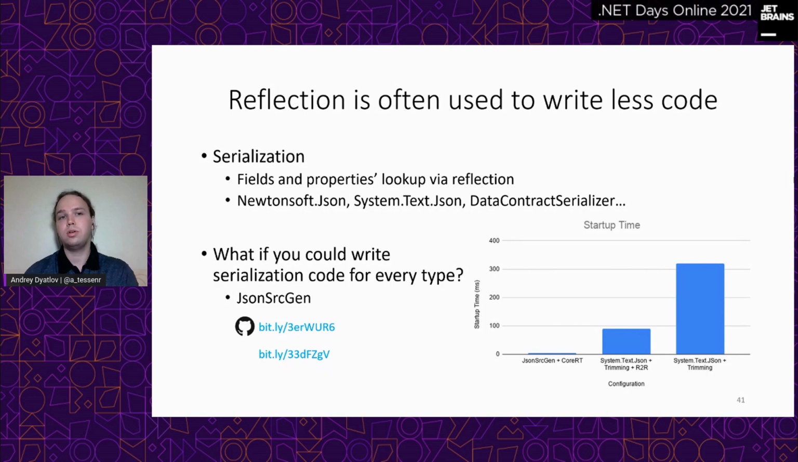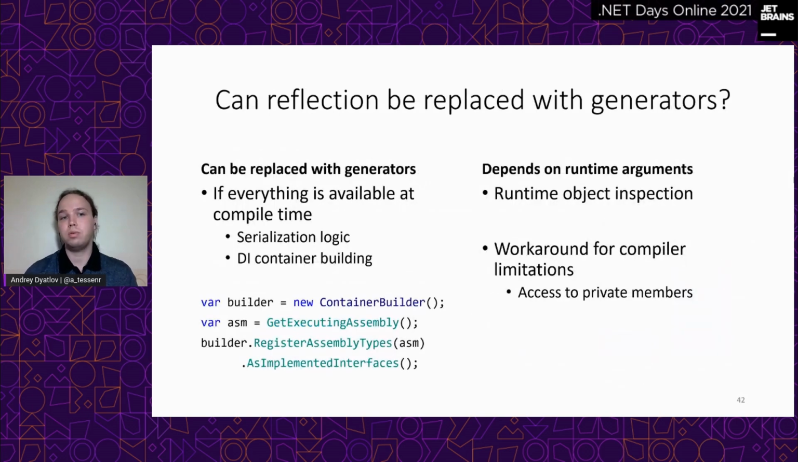So if everything you need is available at compile time, another example is dependency injection container building, which is often done by registering every single type in an assembly that is found with reflection, as well as the implemented interfaces that are again found with reflection. You can simply provide some customized code from a source generator to either serialize your objects or to build a dependency injection container. And if something depends on runtime arguments, for example, runtime object inspection, or if you want to work around some compiler limitations, such as access to private members, reflection is still the tool you'll use.